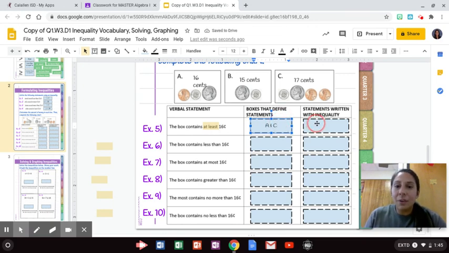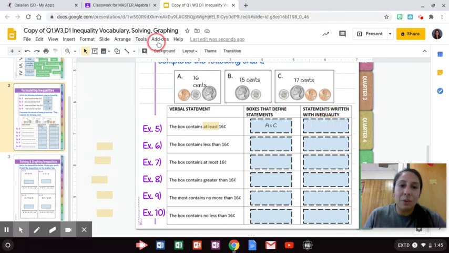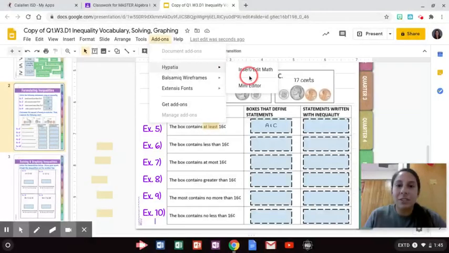The words "at least" mean greater than or equal to. So we're going to go ahead and type our inequality in here. Since it has a greater than or equal to, I will have to go back to my add-ons to type this one in.